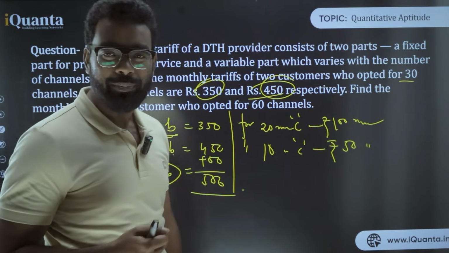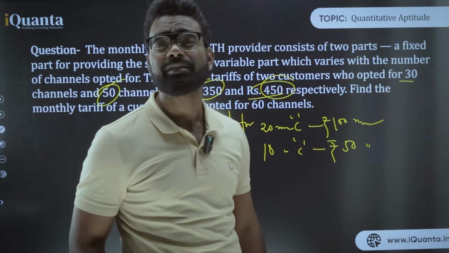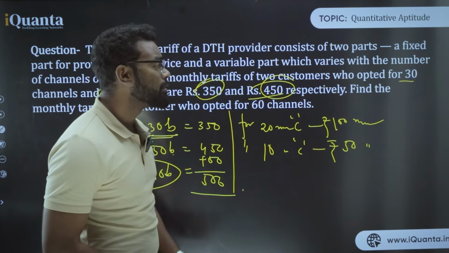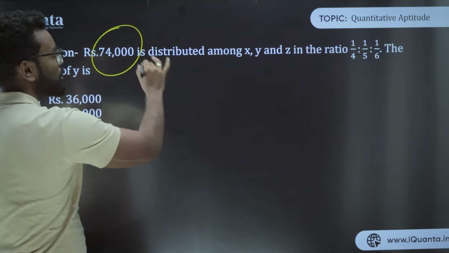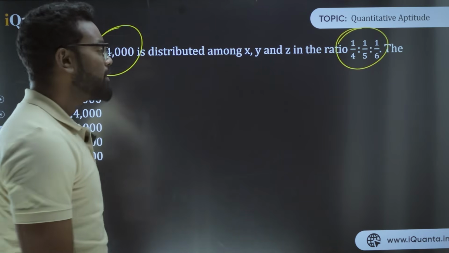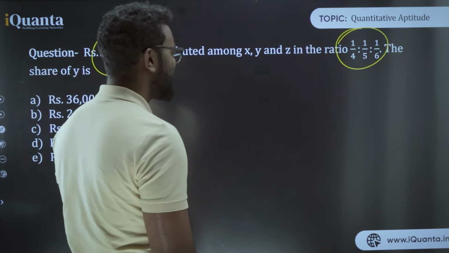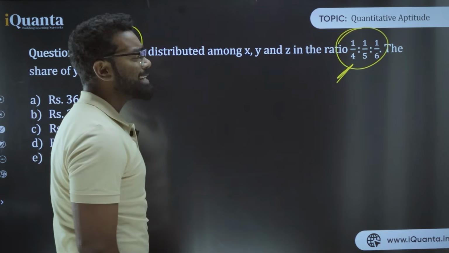These are all the shortcut methods, and please understand why we are solving this way, because you can solve it faster and it will take less time. Go for the next one. Last question of the ratio. 74,000 is distributed among this ratio 1 by 4, 1 by 5 and 1 by 6. Now in this case, you need to understand, whenever these things are in fractions, the first thing you need to do is make them natural numbers.